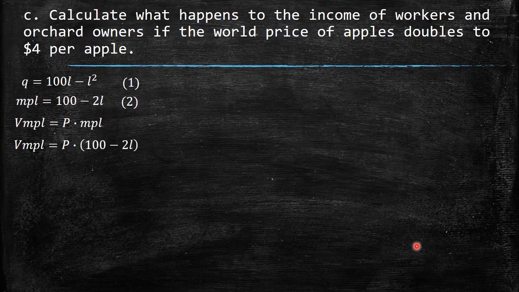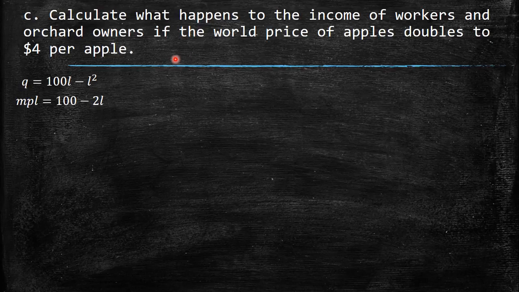Then here, as part C, sorry, before that I'm going to read: calculate what happens to the income of workers and orchard owners if the world price of apples doubles to 4 per apple. So before going to equations, remember, if this changes, the value of the marginal product of labor will change, which is basically the demand. Because of that, the demand will shift to the right. As a consequence, we will have higher salaries, right? And higher L. But because the L is provided inelastically, the L should be exactly the same.